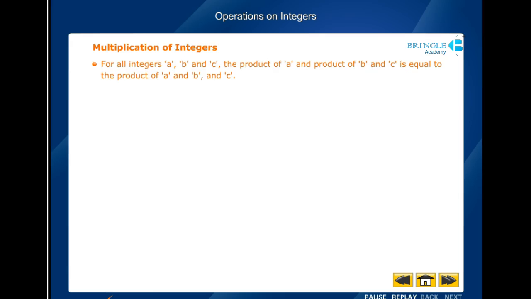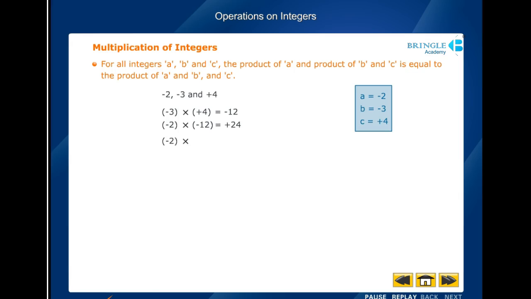For all integers a, b and c, the product of a and the product of b and c is equal to the product of the product of a and b, and c. Consider three integers minus 2, minus 3 and plus 4. The product of minus 3 and plus 4 is equal to minus 12. The product of minus 2 and minus 12 is equal to plus 24.